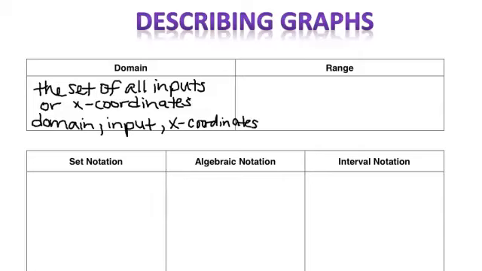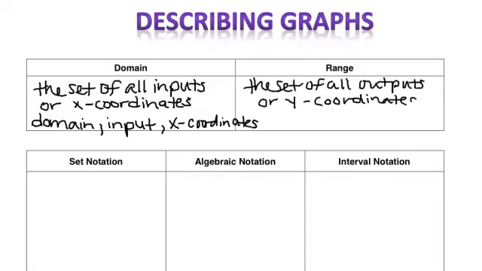Now the range is the set of all outputs, or the y-coordinates. And again, there's three words we can use to represent the range. So it's the range or the outputs or the y-coordinates. So whenever we have a graph or an equation, we can look at the domain and the range, or the inputs and the outputs. Now there's three different ways that we can represent or write domain and range.